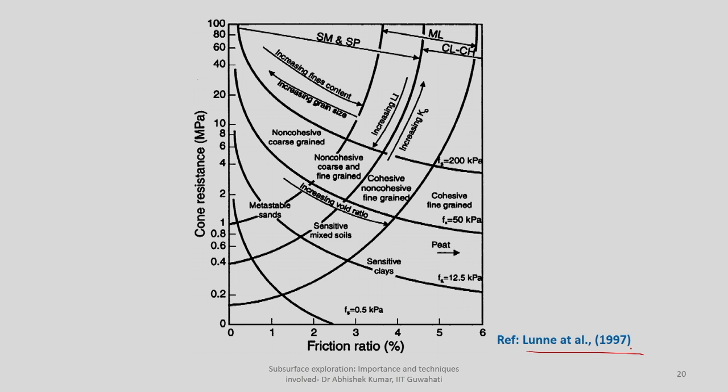Okay, this is another graph given by Lunne in 1997, one among many popular graphs. So once you know the cone tip resistance, once you know the friction ratio, you can actually classify which kind of soil you are targeting or which kind of soil you have encountered at the depth of interest. Now here you are neither getting normalized values as were there in previous graphs, nor corrected values. So you can directly use this chart with the values obtained from the field recording.